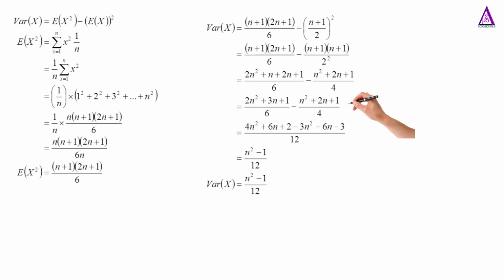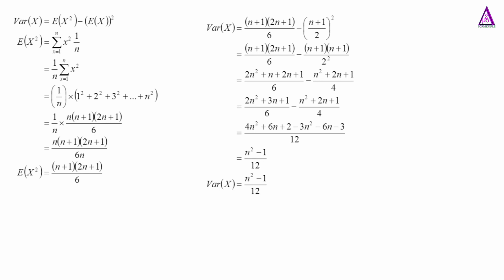We now find the LCM of both 6 and 4, which is 12. Six into 12 gives 2. Now use 2 to multiply 2n squared plus 3n plus 1. We have 4n squared plus 6n plus 2. And 4 into 12 gives 3. Now use that 3 to multiply n squared plus 2n plus 1, and the negative we have there is this negative. So we have negative 3n squared plus 6n plus 3.